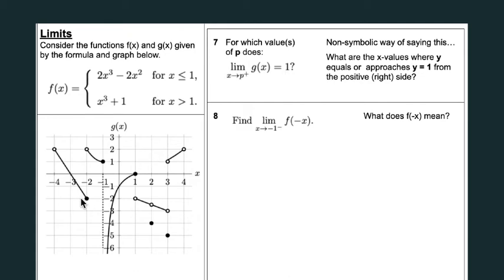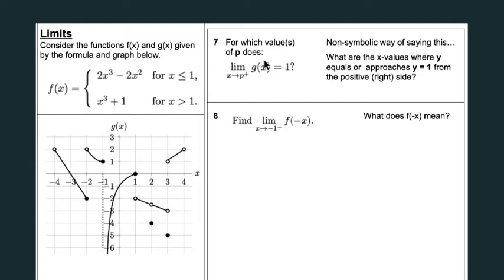Okay, folks, our final set of screencasts on limits and continuity. What we're going to do here is analyze these questions and see if we can come up with some answers. So here's the first question. For what values of p does the limit as x approaches p on the positive side, so on the right, of g of x equal 1?